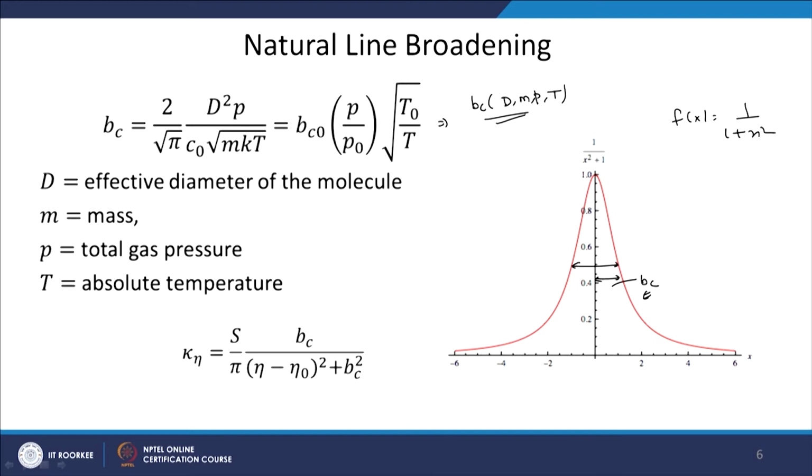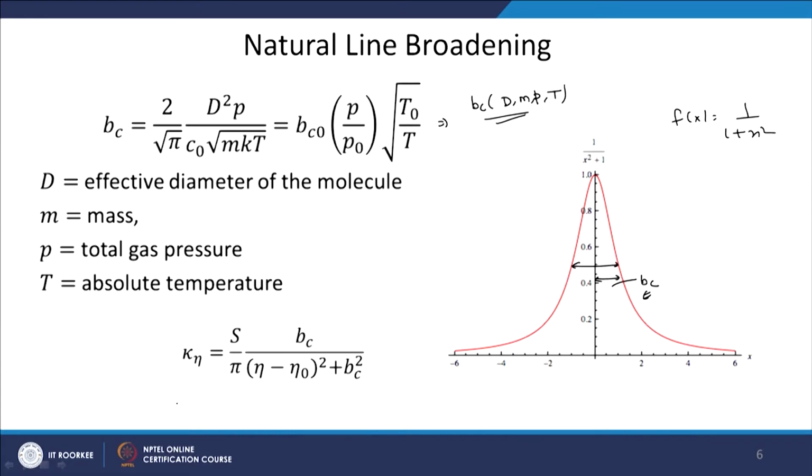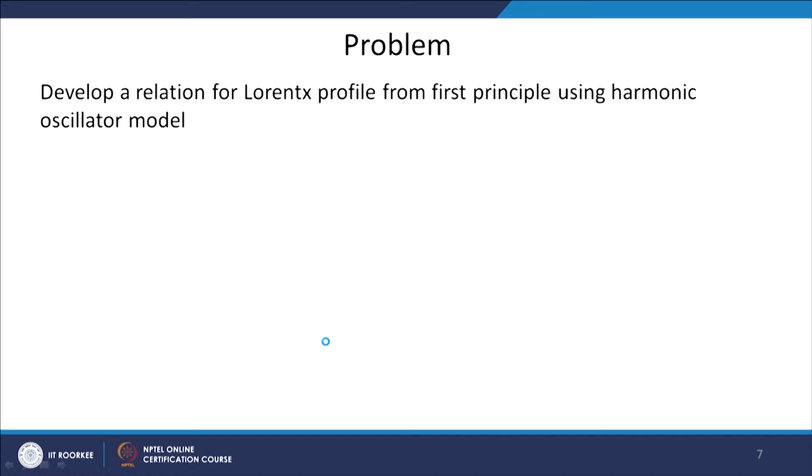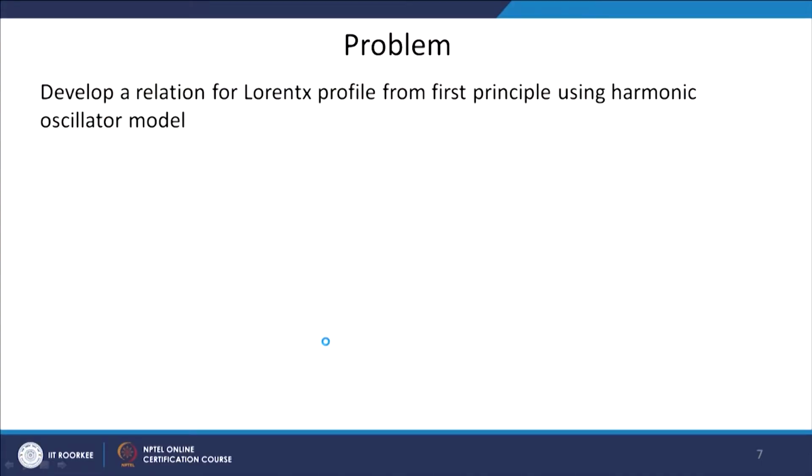We will take one example and see how and where this broadening may be important. And the absorption coefficient, as we have already discussed, is given by this expression: kappa eta is equal to S upon pi, BC over eta minus eta naught square plus BC square, where eta naught is the center line wave number and BC is the collision half width. So, let us do one problem. What we are basically interested in is understanding how this Lorentz profile is fitted for this type of problem. Now, this is more of a physics kind of thing. I am just doing this example so that you understand why this mechanism of broadening is coming into picture.